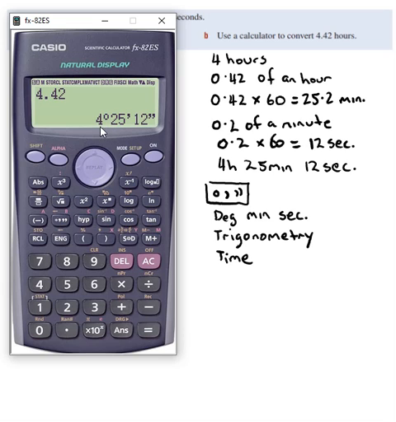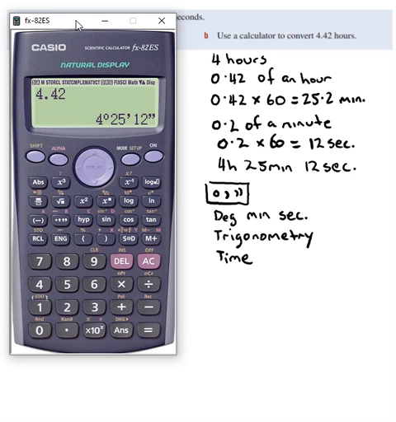The first number will be the 4 hours. The second number will be the 25 minutes. The third number will be the seconds. That's a real quick way of being able to do these sorts of questions, and yes, you are allowed to use your calculator for these ones. It'll say in the worksheet you're allowed to use it.